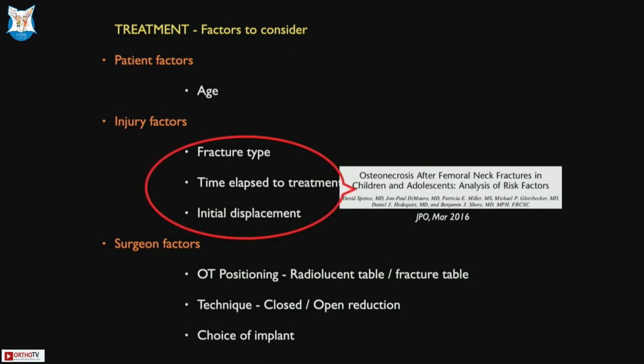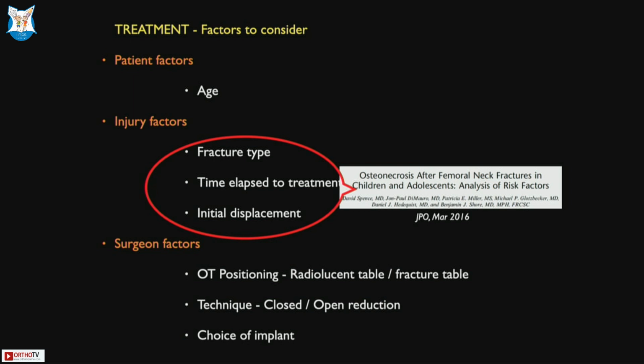Injury factors, again, are not under your control, but there are a few series of articles which I'll put up as well, which highlight the factors which have a bearing on your outcome, specifically avascular necrosis, which is the most dreaded complication. The fracture type, I alluded to that. The more proximal to the physis, the higher the rate of AVN.